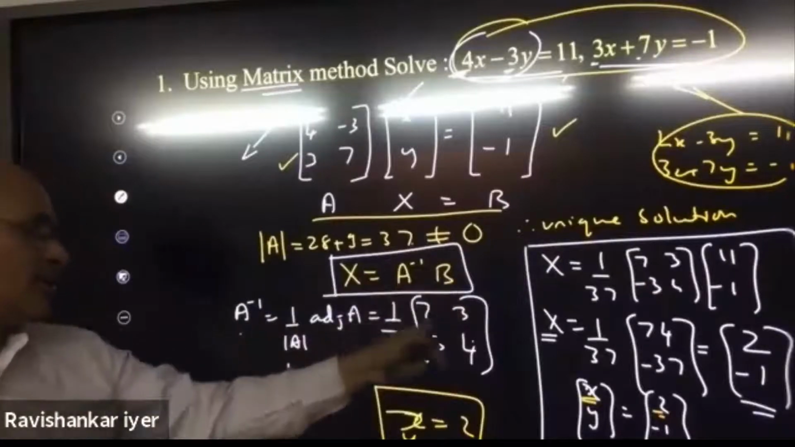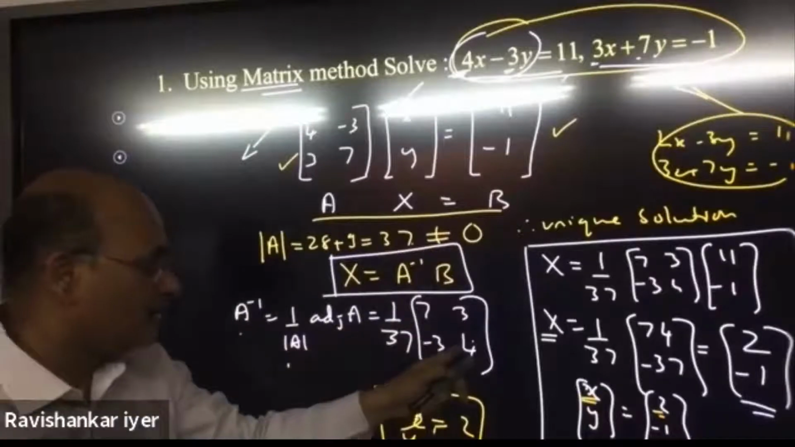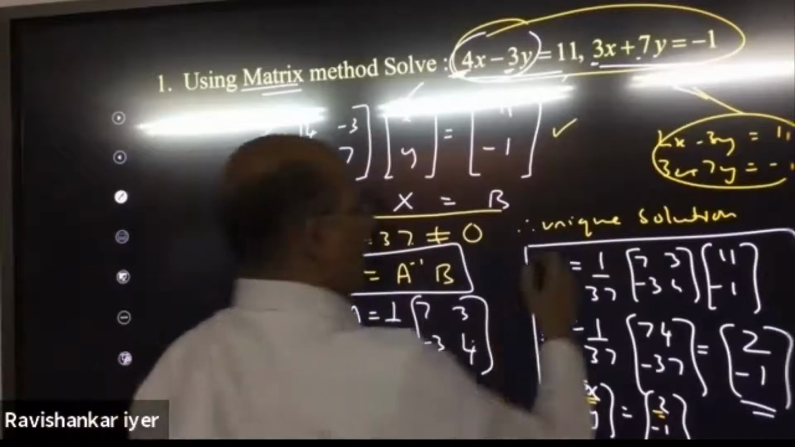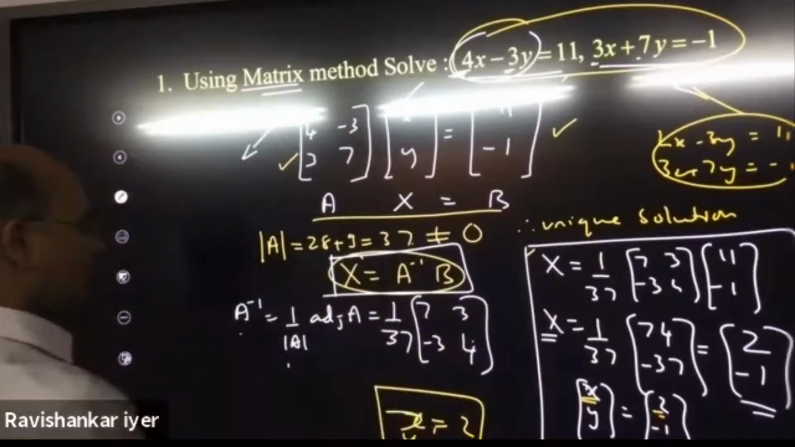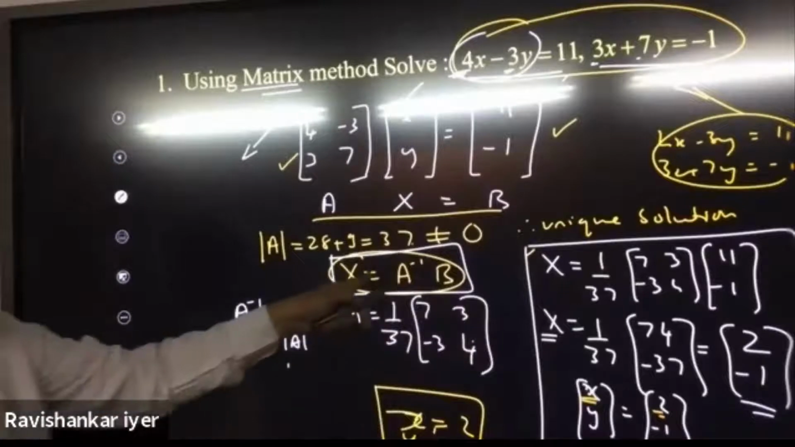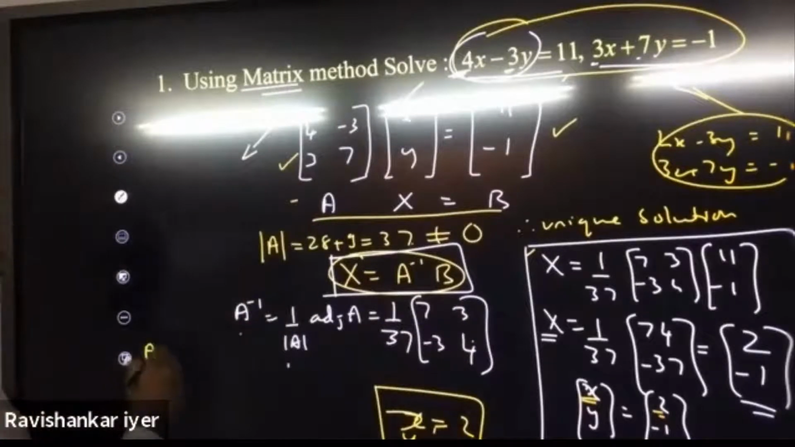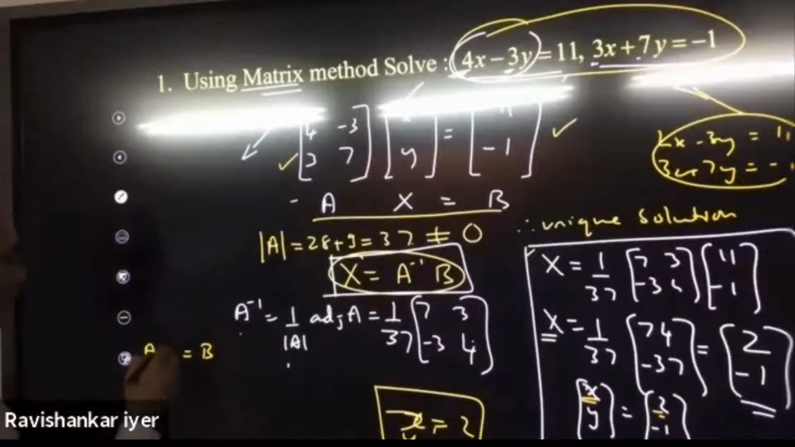So I got A inverse, which is equal to 1 upon determinant times adjoint A. Once I get A inverse, I know what X stands for. X stands for A inverse B. You must know from where you got it. I got it from here. Just see how. AX equals B, a shortcut. You don't have to show it, I'm just telling you.